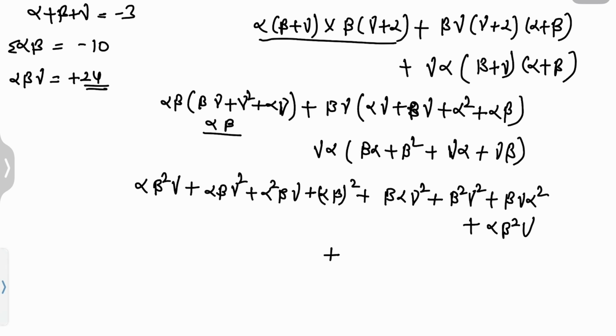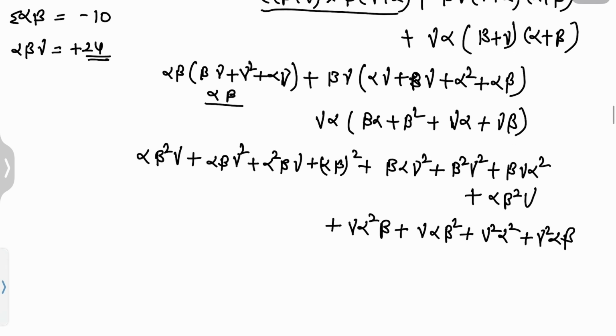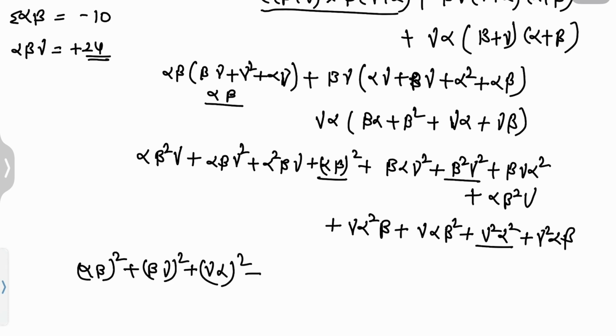Then the same multiplied by the second and third: gamma alpha, then gamma square alpha beta, then gamma alpha beta square, then gamma square alpha square, then gamma square alpha beta. So you can see the pattern: alpha beta whole square, beta gamma whole square, and gamma alpha whole square, right? And other than that, the condition is three times one.